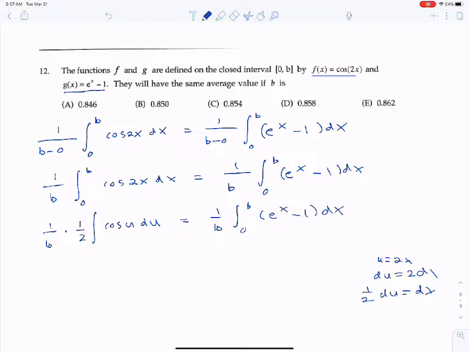So let's see what we get here. So I get 1 over 2b. The antiderivative of cosine is sine, so this gives me sine u. If you don't mind, I'm going to plug that right back in right now. So u equals 2x. So sine 2x from 0 to b is going to be equal to 1 over b times the antiderivative of e to the x, which is e to the x minus x, from 0 to b.